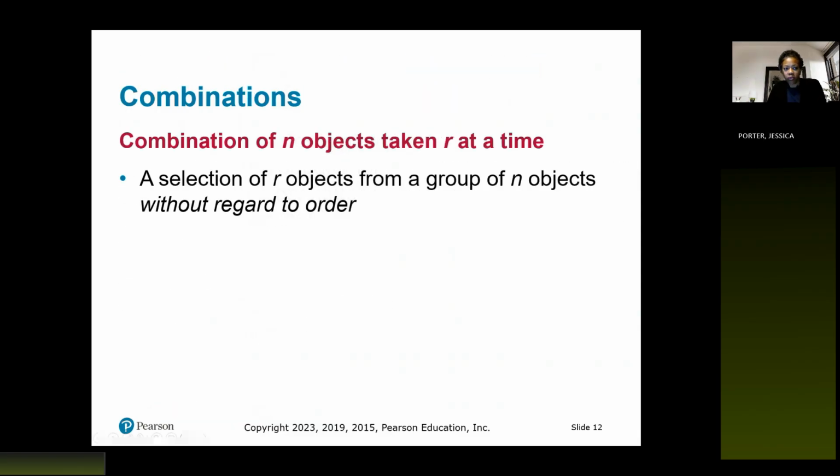So we did permutations. Permutations are where order matters. Combinations, on the other hand, are a selection of R objects from a group of N objects, and that's without regard to order. You don't have to have them in order. Here's this formula. It's N factorial divided by N minus R factorial times R factorial. Now, the difference between permutations and combinations is right here in this R factorial. That's what we're adding on.